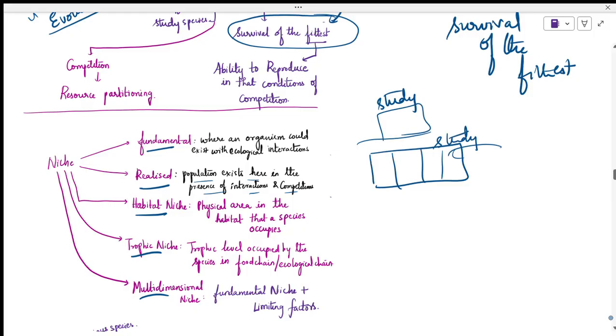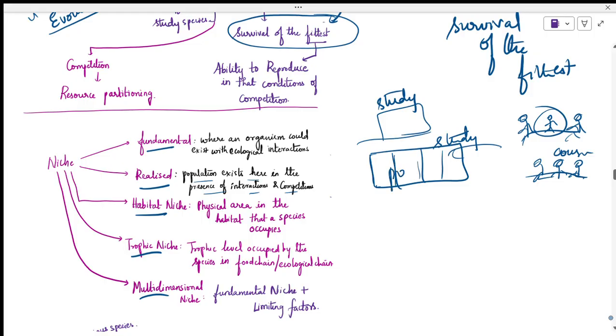This is called the realized niche. There is a dialogue like this: this earth does not belong to only one, it belongs to all of us. Okay, this home does not belong only to you, it also belongs to me, say my cousins. Right. So they'll be telling that it is a realized niche.